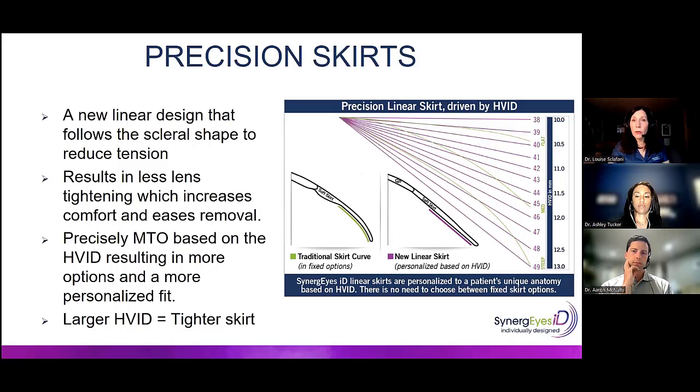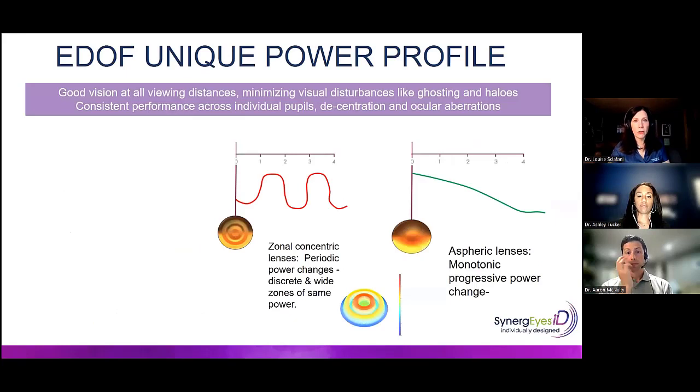The larger the HVID, that landing zone will be a little steeper and will have a higher number. And if they have a smaller HVID, they'll have a flatter skirt. And these can be modified if you feel after the follow-up you need to make some changes, and it's really effective and very comfortable for our patients.